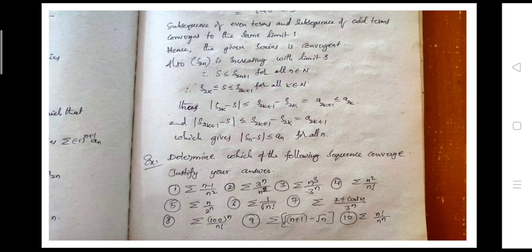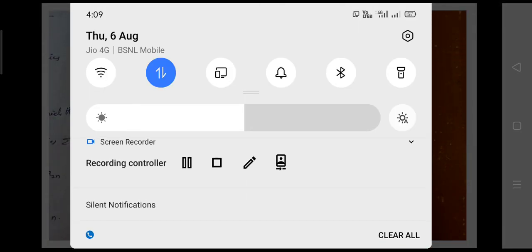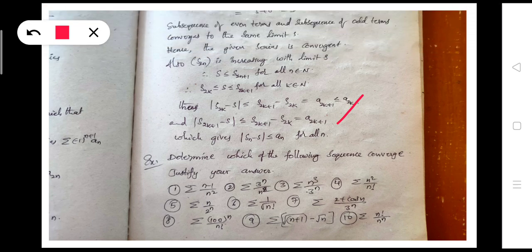Thus modulus of S_{2k} minus S is less than or equal to S_{2k+1} minus S_{2k}, which is equal to A_{2k+1}, less than or equal to A_{2k}. And also modulus of S_{2k+1} minus S is less than or equal to S_{2k+1} minus S_{2k}, which is equal to A_{2k+1}. So which gives us modulus of S_n minus S is less than or equal to A_n for all n.